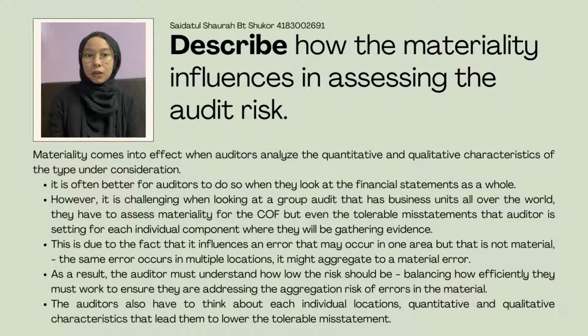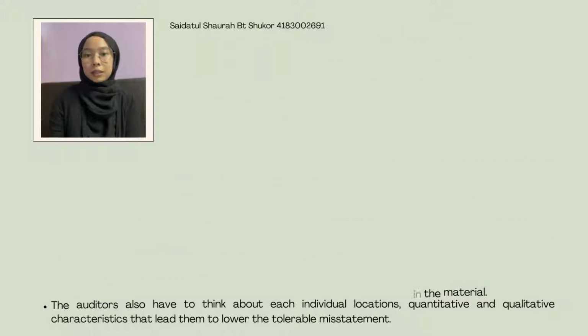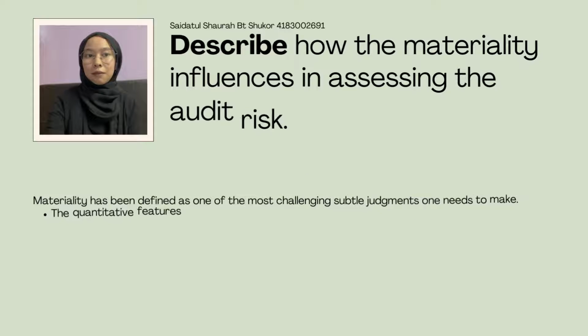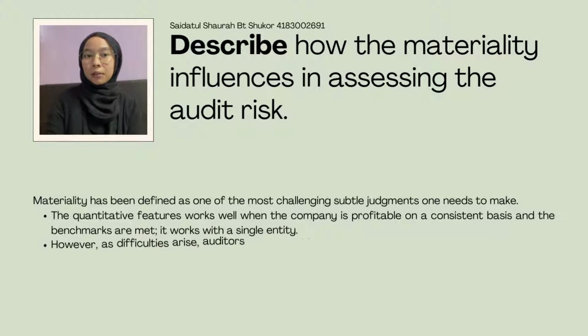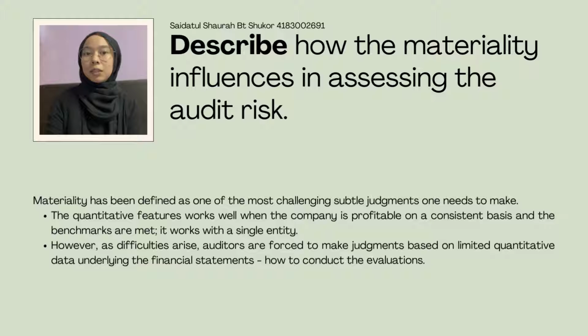The auditors also have to think about each individual location's quantitative and qualitative characteristics that led them to lower the tolerable misstatement. So materiality has been defined as one of the most challenging, subtle judgments one needs to make. The quantitative features work well when the company is profitable on a consistent basis and the benchmarks are met. It works with a single entity.